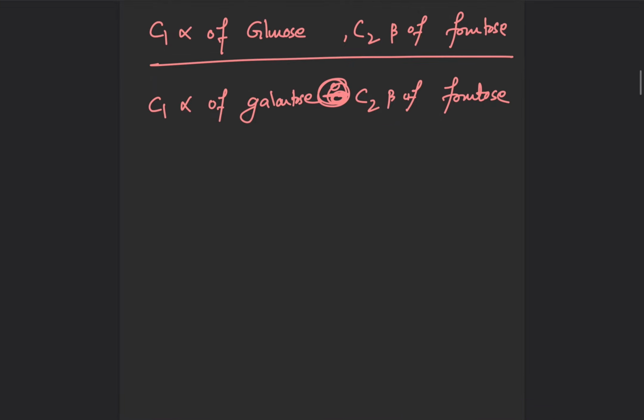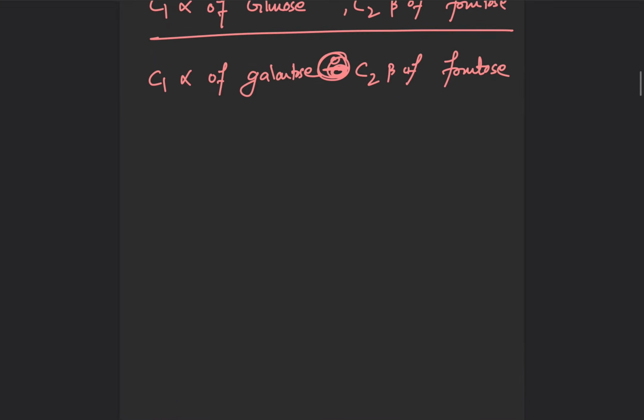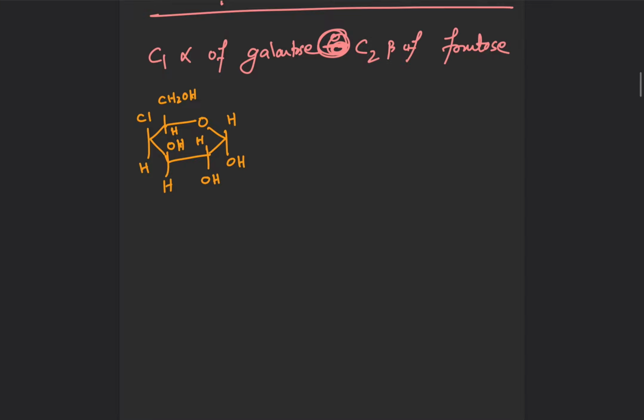Let's draw alpha galactose once again so that you understand. HOH, HOH, OHH, Cl, H, CH2OH and H. So this is our alpha galactose and this is our first carbon.